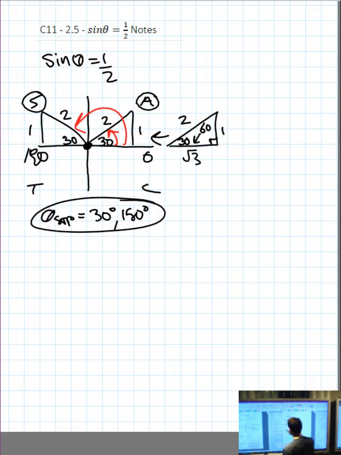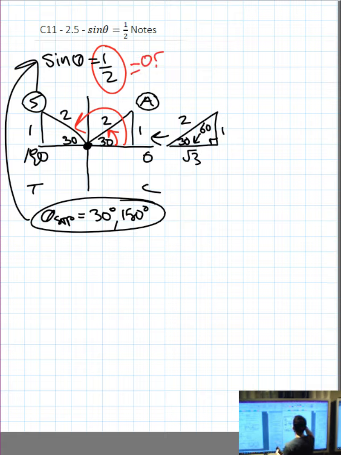So the question says sine theta. Theta is 30 and 150. So type sine of 30. You better get 0.5, like the question's answer says. 1/2 equal to 0.5. So our first answer, 30, is good. Now let's try the other one. Sine 150. Also 0.5. Check mark. Both of our answers are good.